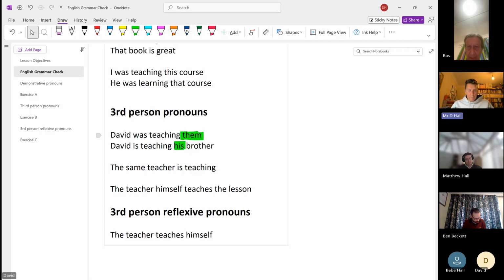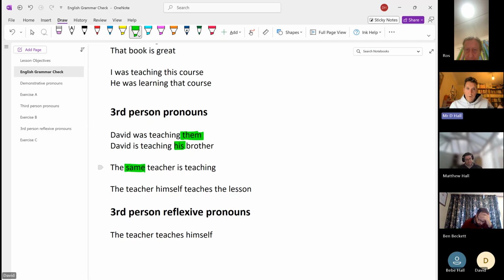Now, there are other uses which we have for the pronoun in Greek, words that we would use ourselves, which are a word meaning the same. So here we have the same teacher is teaching, and in Greek we'll use the word same, but in Greek it uses the third person pronoun. Okay, and it's all about where it gets positioned in the sentence, which we'll see in just a moment.